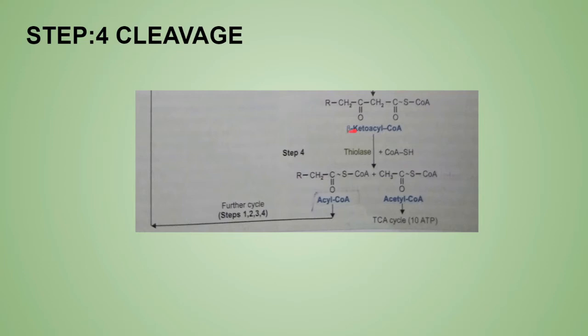Now the step 4, cleavage. Over here the beta ketoacyl-CoA will be converted into acetyl-CoA and acyl-CoA by the enzyme thiolase. I told you in my previous video the difference between acetyl-CoA and acyl-CoA: acetyl-CoA is the acetic acid combined with coenzyme A, but acyl-CoA is any fatty acid from C4 to C26 chain in length combined with coenzyme A. Now this acetyl-CoA will go further into the TCA cycle, but the acyl-CoA will again go through all the steps of this beta oxidation until it is completely converted into acetyl-CoA.